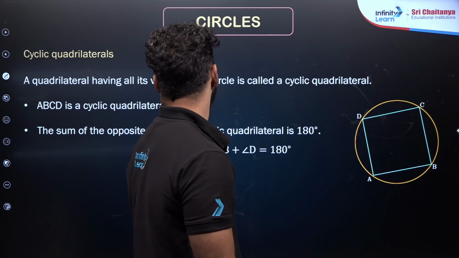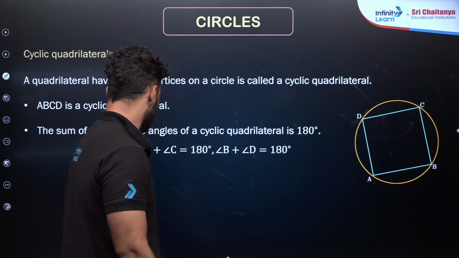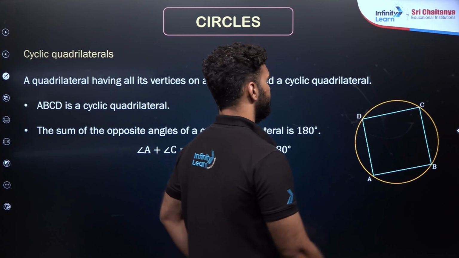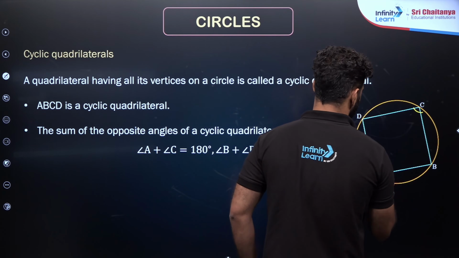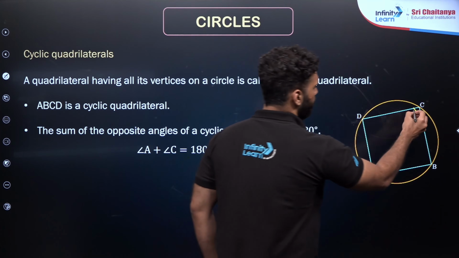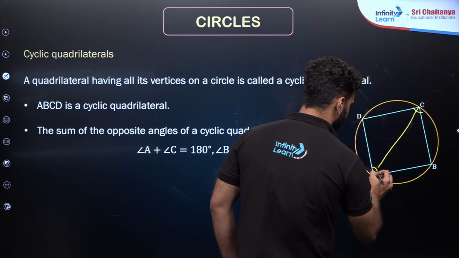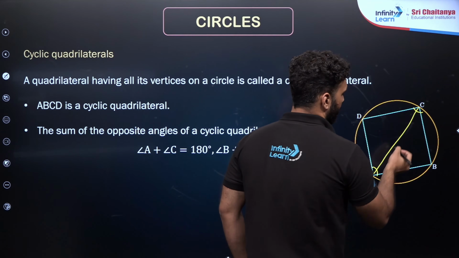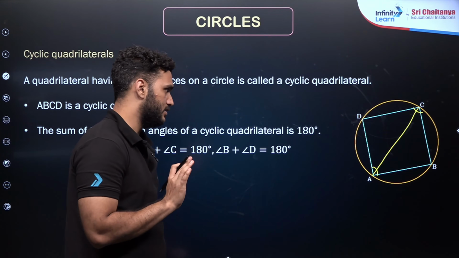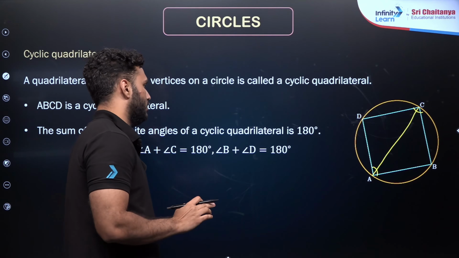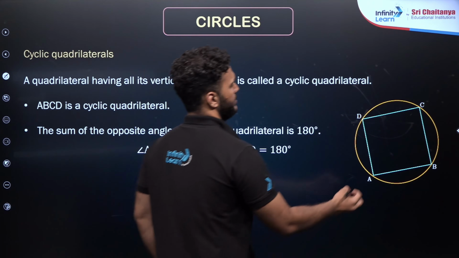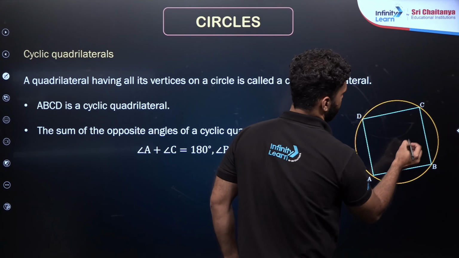Now let's study the properties of a cyclic quadrilateral. One property is that the sum of the opposite angles is equal to 180. This and this, the sum of them will be equal to 180. Sir, why? You can prove it easily. Connect this line to this line. And sir, is it passing through the center? No, there is no guarantee that it is passing through the center. So I should make the center first. Give me a second. Let's say here we have the center.